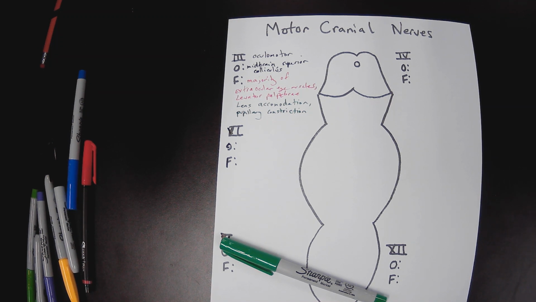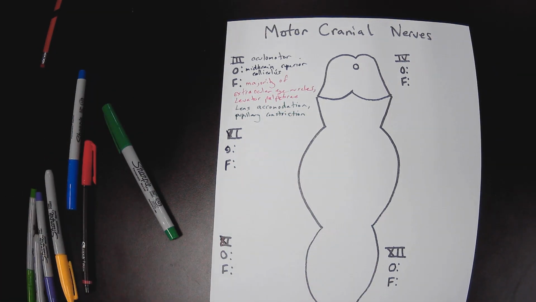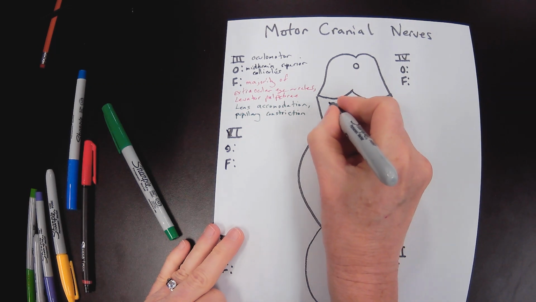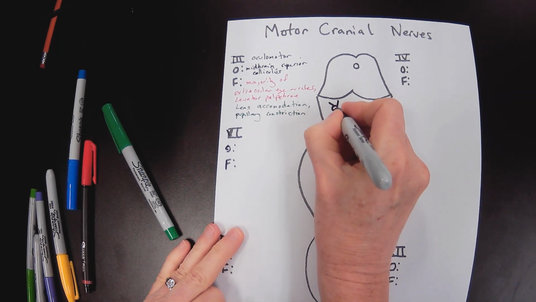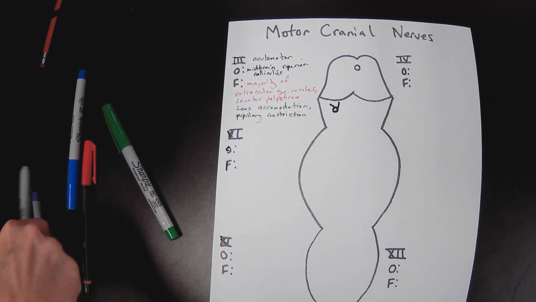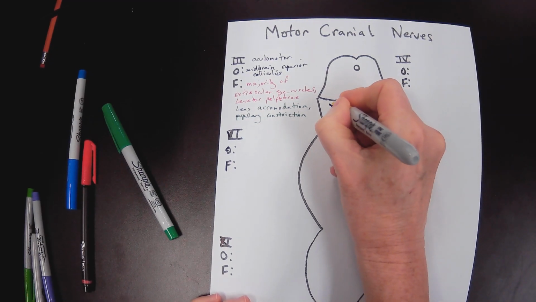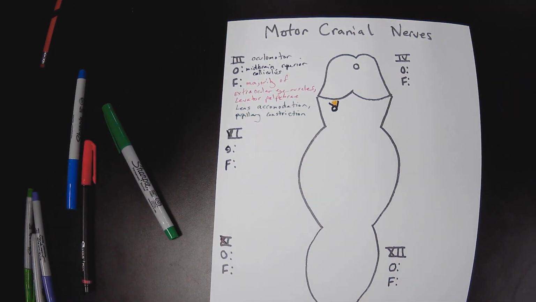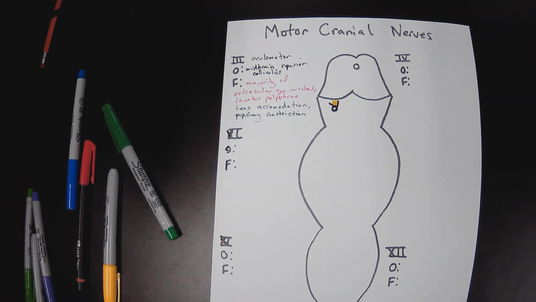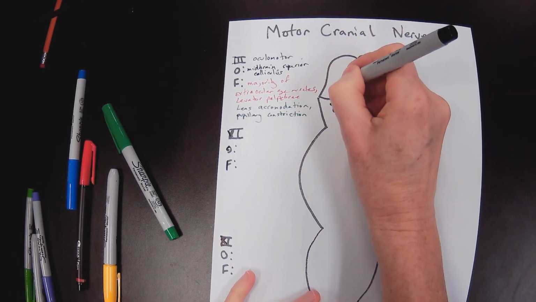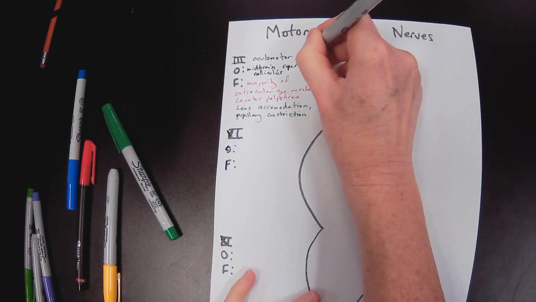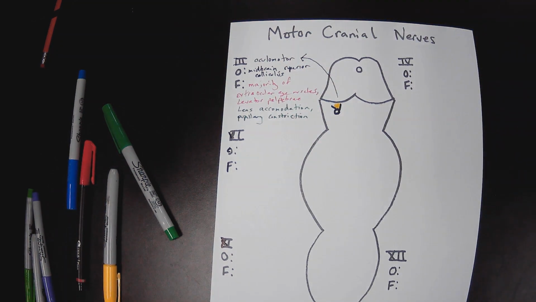Let's see. Yeah. That's cranial nerve number 3. And let's draw that guy in here. And again, these are just going to be on one side for the purpose of keeping it clear and not so crowded. There's cranial nerve number 3. That's your oculomotor. Rises out of the midbrain at the level of the superior colliculus.